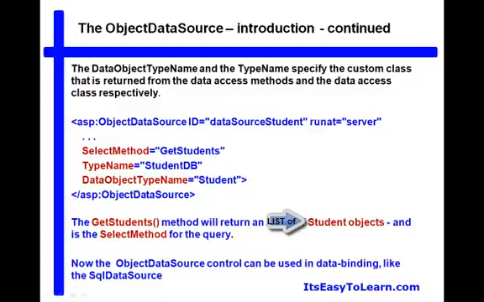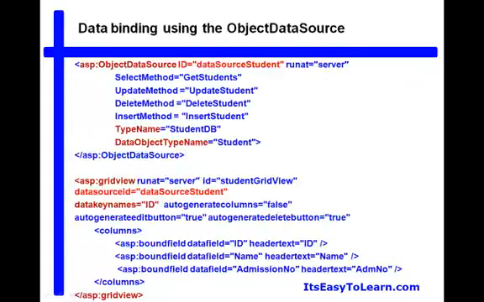Once we have defined the object data source, we can use it in data binding like how we do it with the SQL data source. For example, we have defined an object data source here, and then this object data source with the ID data source student can be the data source for the grid. Everything on the grid definition is the same as what we have seen in the SQL data source. The only change is the type of the data source. Here we have an object data source where previously it was a SQL data source. Other than that, there is no change on the grid view definitions.